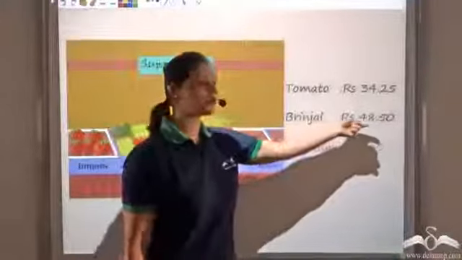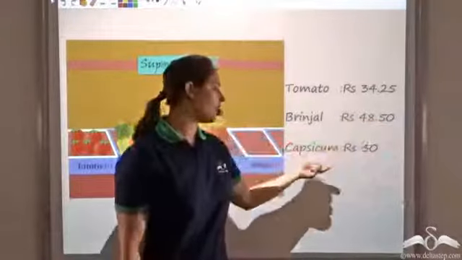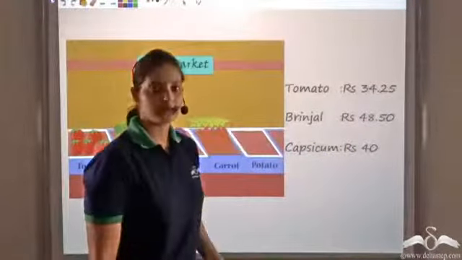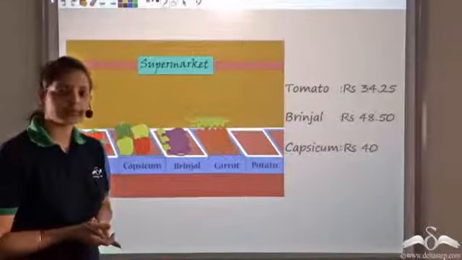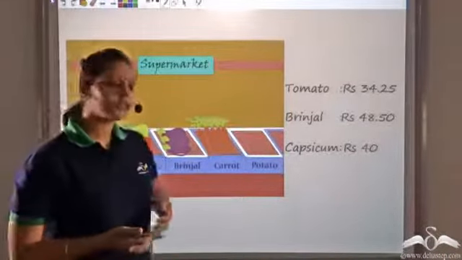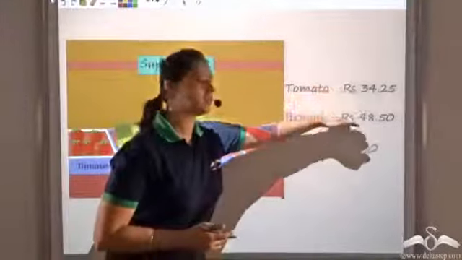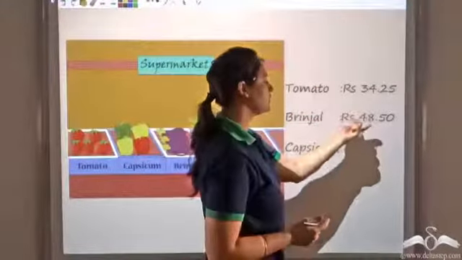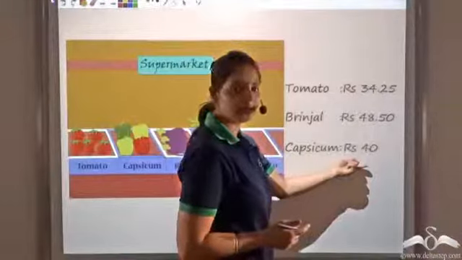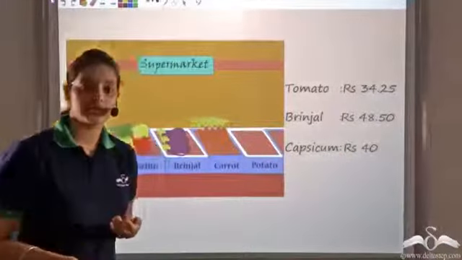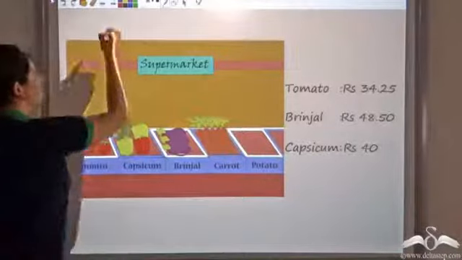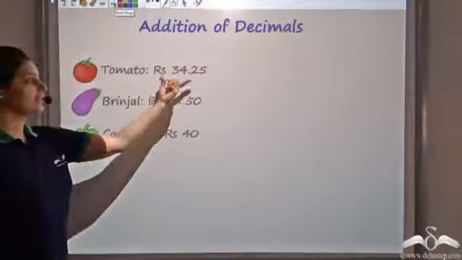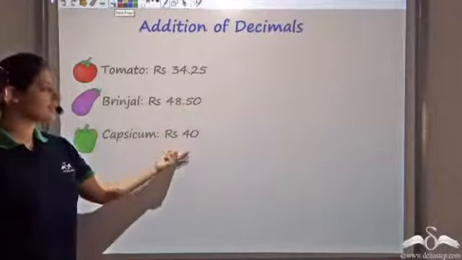Similarly, brinjals cost you 48.50 and capsicum was for 40 rupees. So how much did you actually spend on buying these vegetables? So for that, all you need to do is add these three. That is, add the cost of the three and you will get your total cost. That is, how much did you actually spend on these three. So for that, you need to add these decimals. That is addition of decimals.